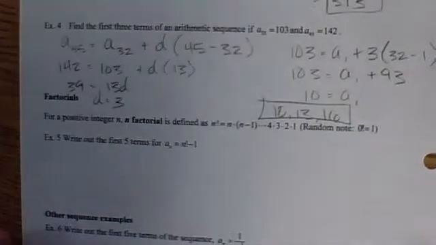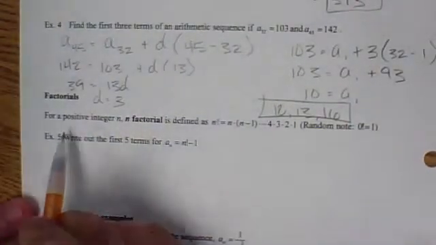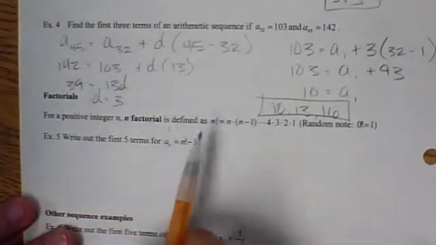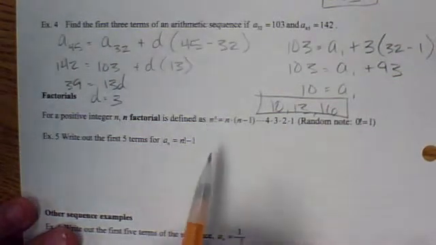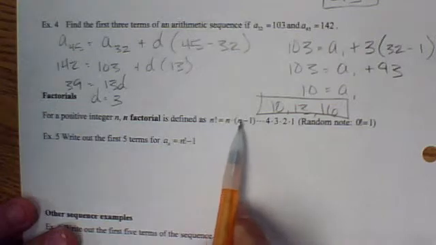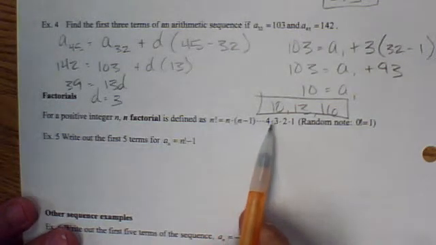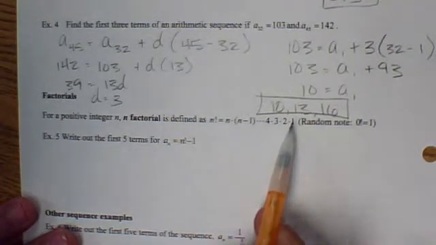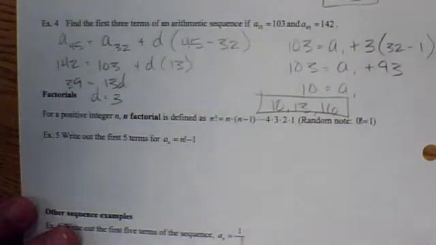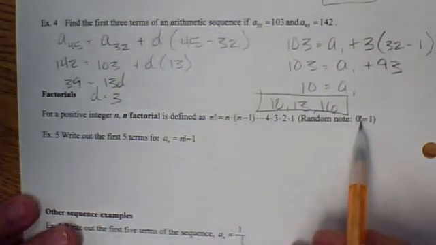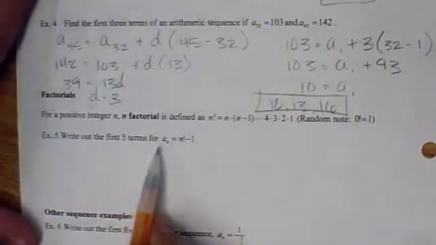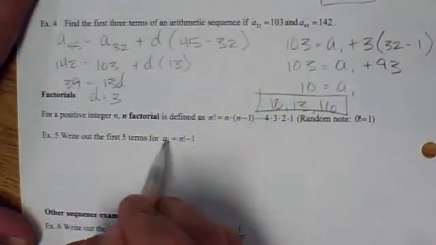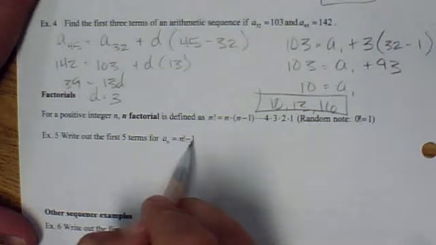Okay? Next section is something maybe you've never seen before. n factorial is defined as n exclamation point. That's how we write factorial. n times n minus 1, and you keep doing that all the way down to 4, 3, 2, 1. And it's just multiplying the numbers. A random note, 0 factorial is always 1. So we're going to write out the first 5 terms for the nth term equals n factorial minus 1.